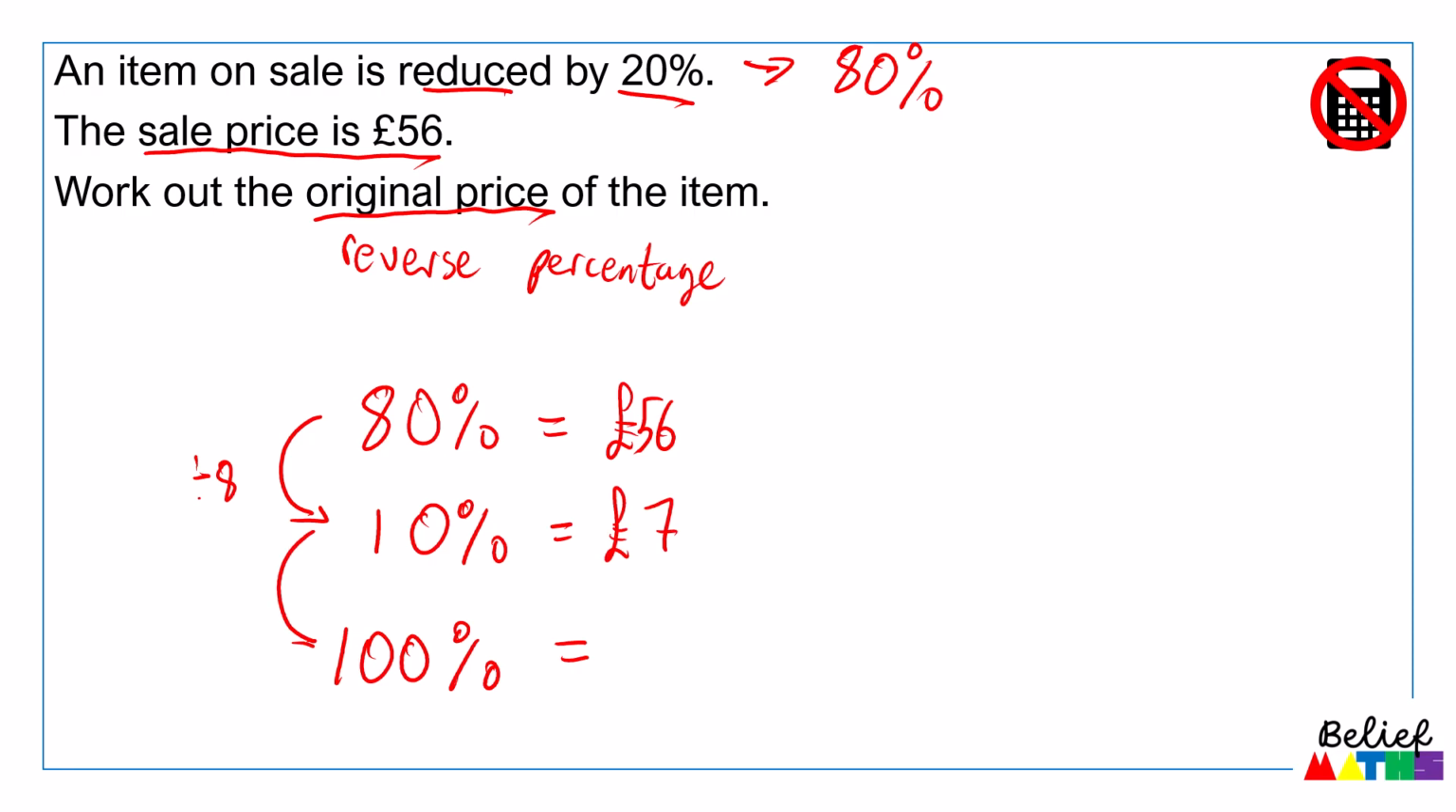And then to get from 10 to 100, we multiply by 10. 7 times 10 is just £70. So the original price was £70, and then on sale it's 56. So we would have expected that answer to be bigger, so we're probably correct here. The thing to remember is what we don't do is we don't find 20% and add it on. Okay, we find the percent like we did here with the 80, we find the percent we finished with, and then we use the method that we saw here.